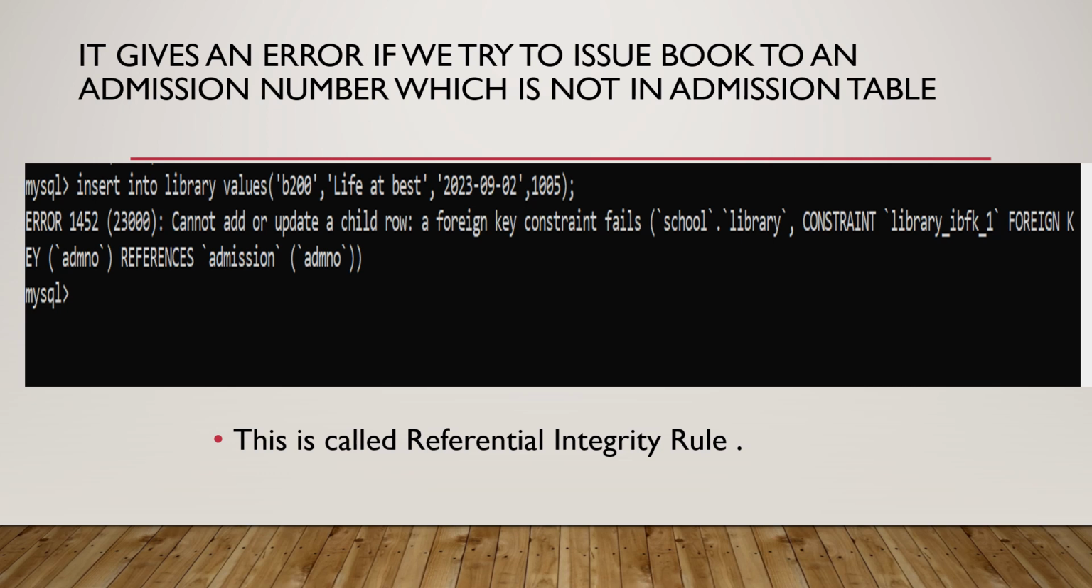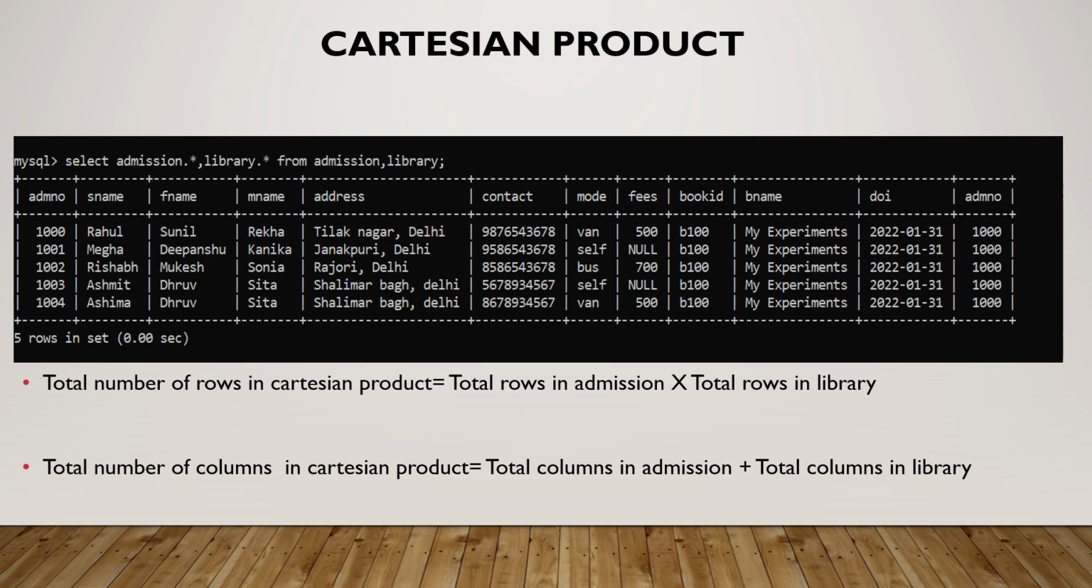The only thing is, a common field has to be there between the tables, and the foreign key concept says that only the values which are in the base table can come in the child table. No additional value can come. Now we are going to see how we can work on these multiple tables.